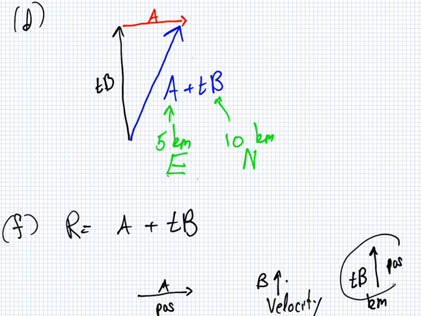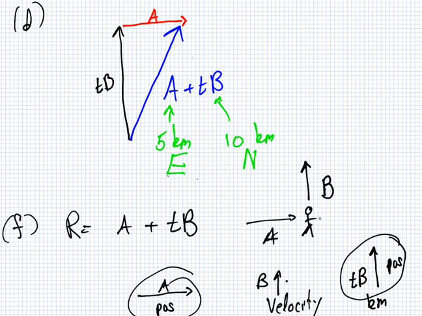So you can see here that the dimension of T is time, and the dimension for B is length per time. So these cancel, so it's just length. So then the unit would be, well, actually kilometers because that's what we're using here, or meters, whatever. Yeah. So it's length for TB.